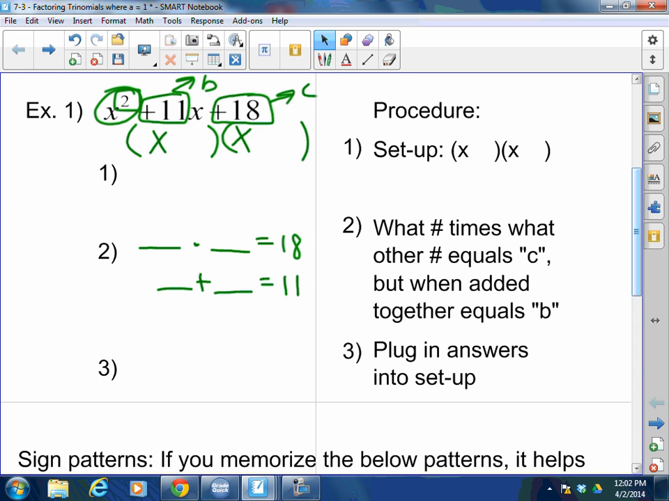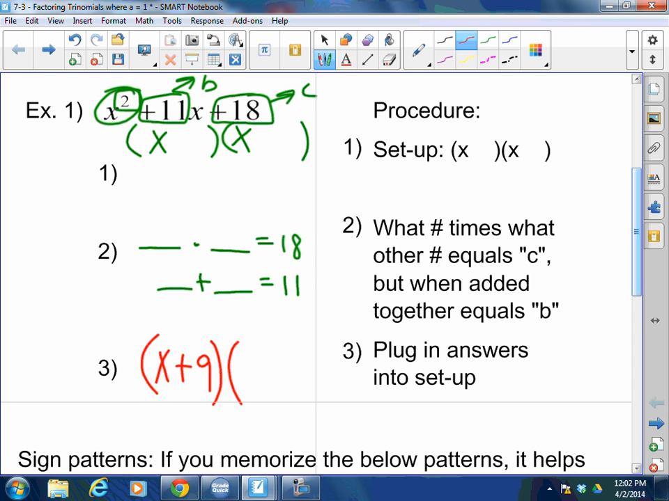Well, guess what? You just finished. Plug in the answers into the setup. So you've got x plus 9 times x plus 2. It does not matter where you put the 2 or where you put the 9, as long as they have the correct sign. If it's positive, keep it positive. If it's negative, keep it negative. But it does not matter where it goes. Literally, that's it. You're done. It's over. That's how you factor.